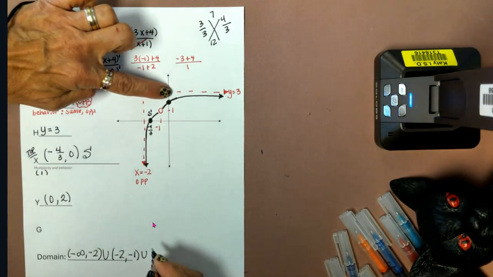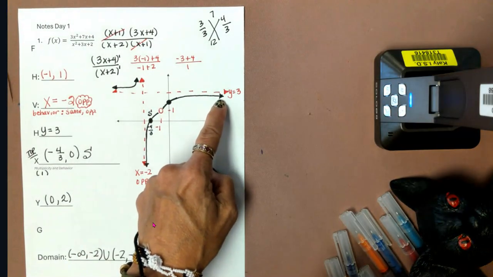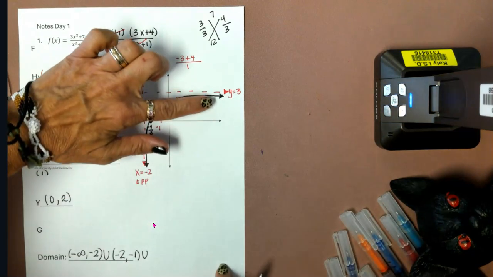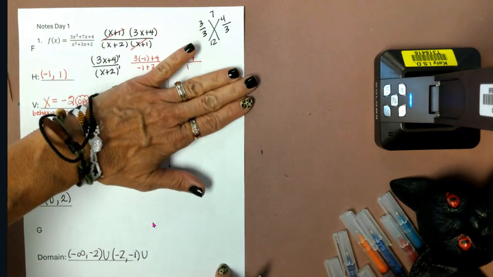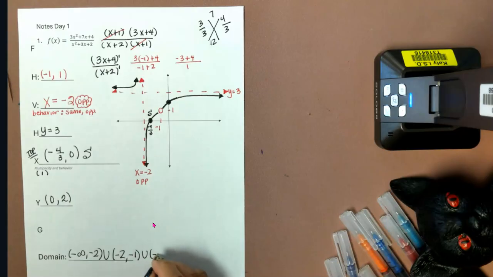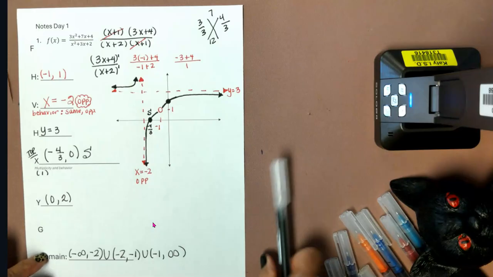And then once we do that, we're scanning. The last thing I see is going to be an infinity symbol. It is getting closer and closer to +3, but my x values will go on forever. So after -1, that graph is going to go on for the domain forever.